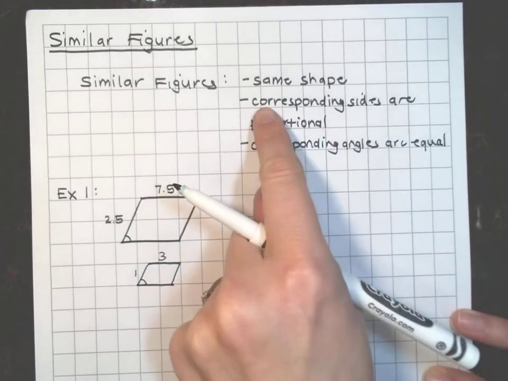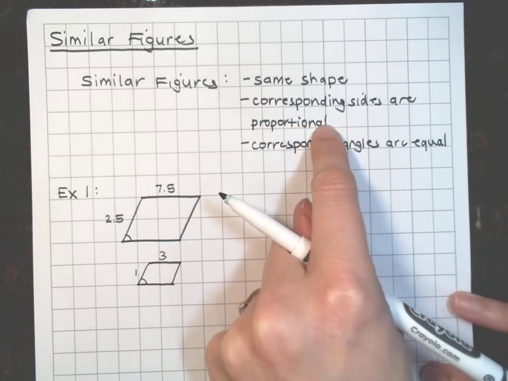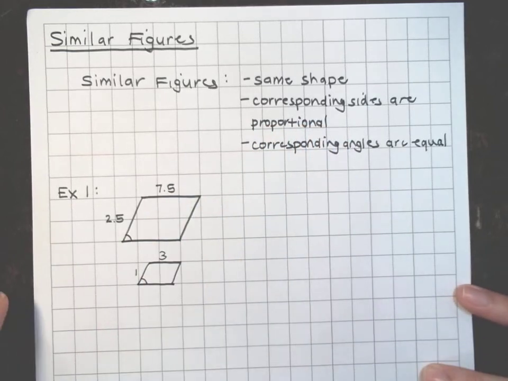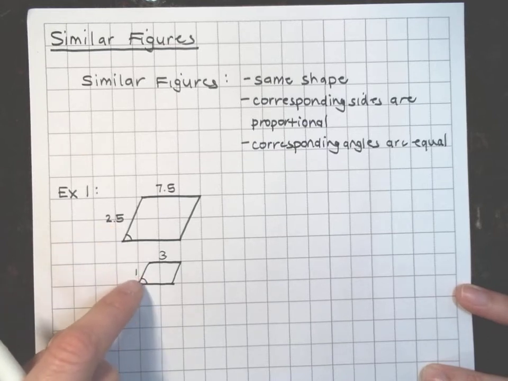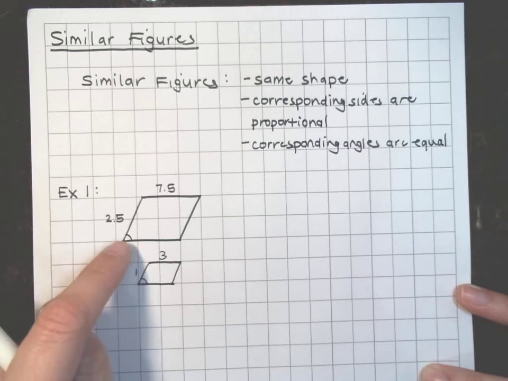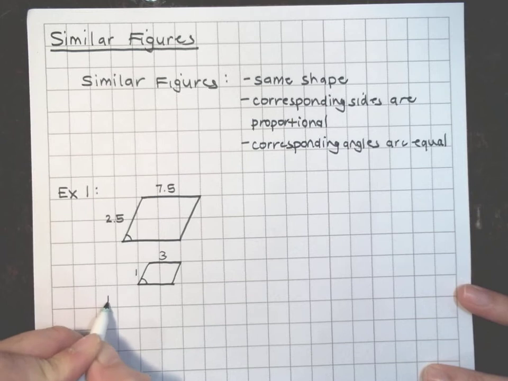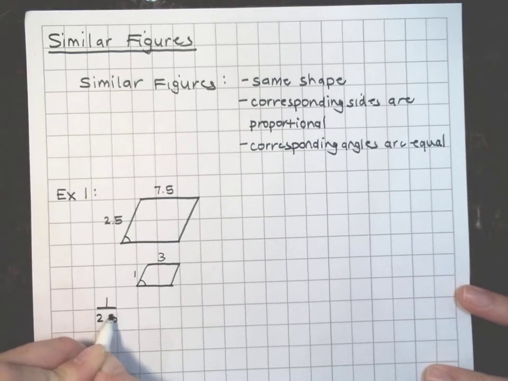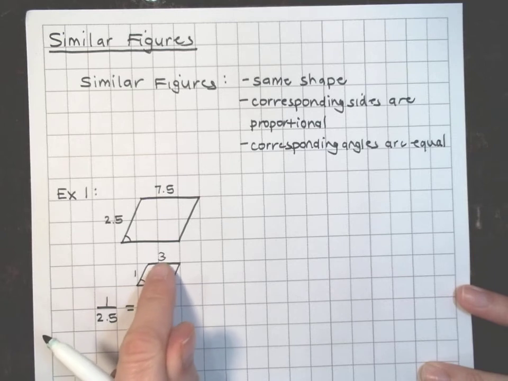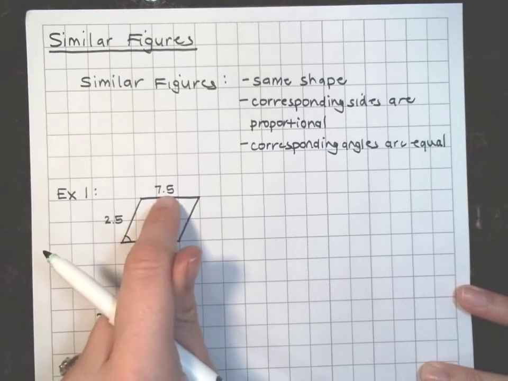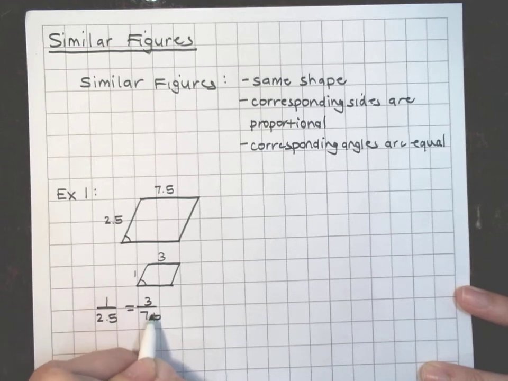Okay, and then here comes the next one. Corresponding sides are proportional. So the corresponding sides have to be proportional. This side corresponds to this side because it's the one right next to, on the left side of, the corresponding angle. So we could set up a proportion. So 1 over 2.5, does that equal the other side that we know, which is 3, which corresponds to the side in the other parallelogram of 7.5?